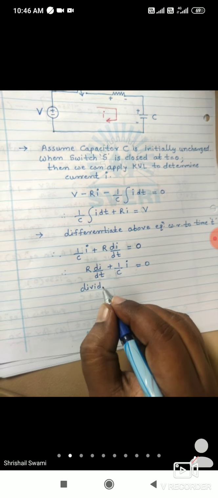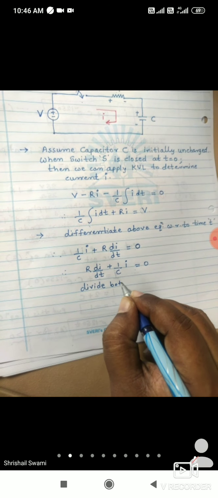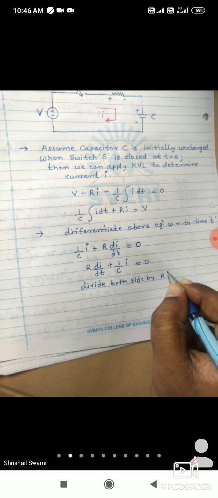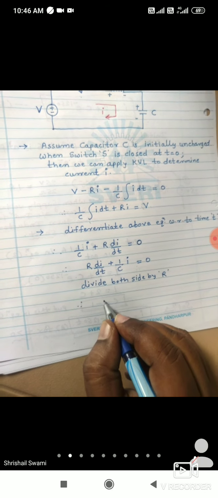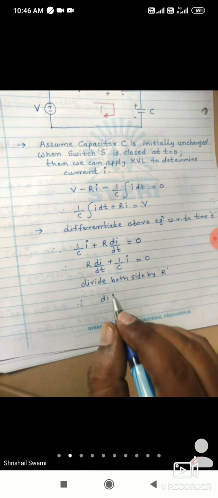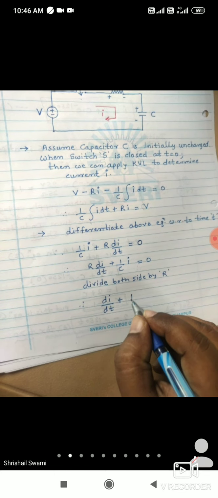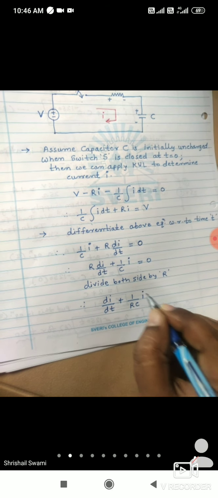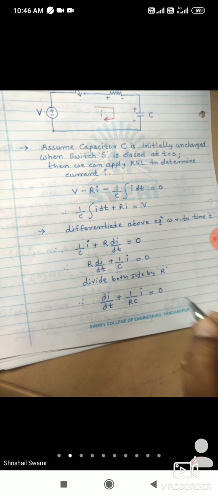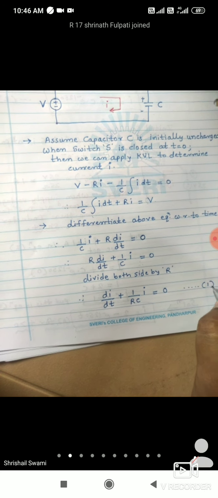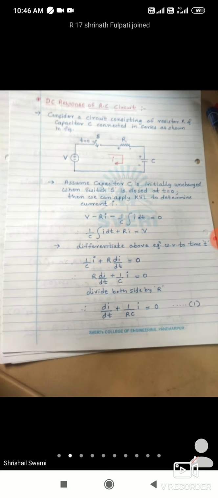Here I need the coefficient to be 1, so what should we do? Divide both sides by R. So what are you getting now? R by R you will get 1. So di by dt remains, plus 1 upon RC into I is equal to 0 by R, which means 0. So this is equation number 1.